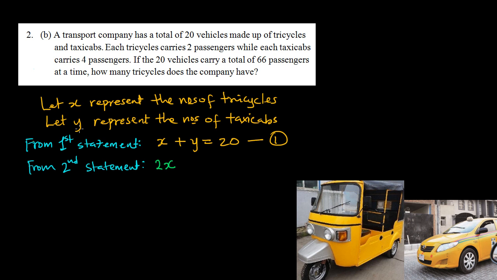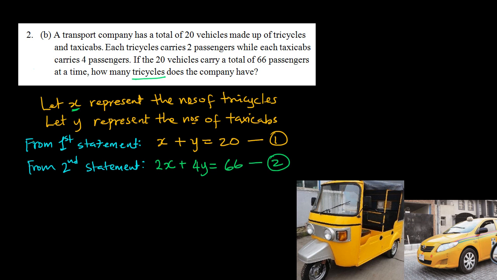Now since the total number of taxicabs we have is Y, we'll just say plus, and since the taxicab carries 4 passengers, the total number of passengers in the taxicabs will be 4Y. This is equal to the total number of all the passengers from the taxicabs and the tricycles, which is 66. So take this as equation 2. Now this question says how many tricycles does the company have? So what we need to find is X.